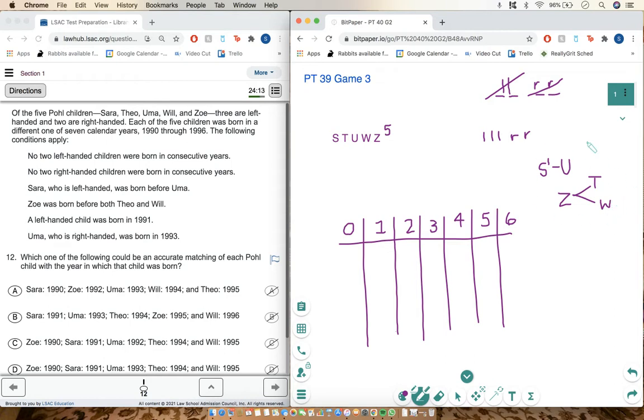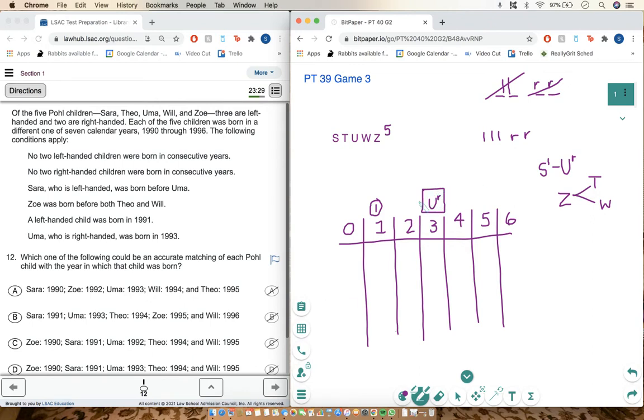So that means we know the relative ordering of all 5 of our letters in relation to at least one other letter, right? S, U, Z, T, W. We have rules about all of them in terms of where they have to go in relation to at least one other letter. A left-handed child was born in 1991. So we know that whoever was born in 1991 is left-handed. Uma, who is right-handed. So they just told us U was right-handed, so I'm just going to add that into that rule. U was born in 1993. So U, who is right-handed, has to be born in 1993. I'm also going to draw around that to let us know that that's set. And that's all of our rules.